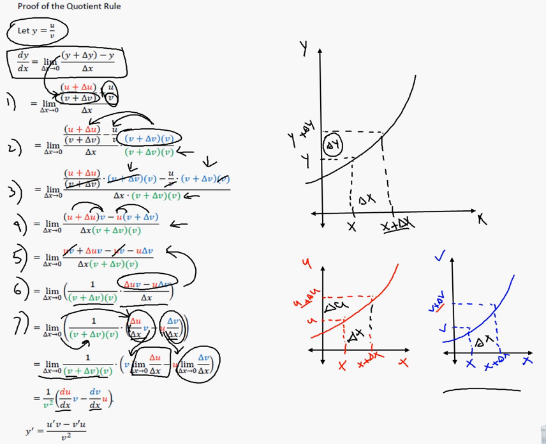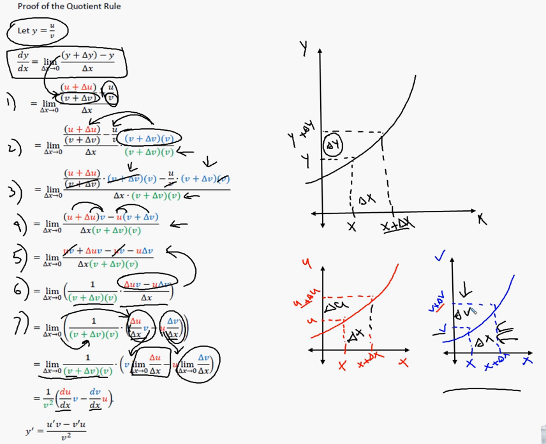As delta x approaches 0, essentially, it's this x plus delta x location that's moving. Right? It moves over. But all that does is make that line up there move down. It does not affect v. V sits still. So these v's stick around, but delta v, which is in here, goes to 0.